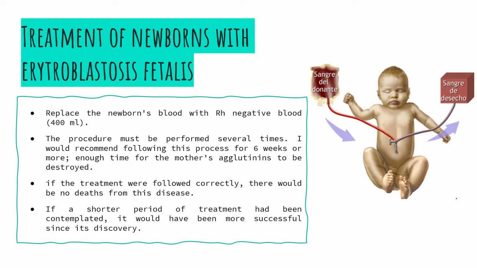This is called treatment of newborns with erythroblastosis fetalis. It consists of replacing the newborn's blood with Rh negative blood. 400 milliliters of Rh negative blood must be infused over a period of 1 hour and a half or more while the Rh positive blood is removed from the newborn. This procedure could be repeated several times during the first weeks of life to lower the concentration of bilirubin and therefore avoid kernicterus.